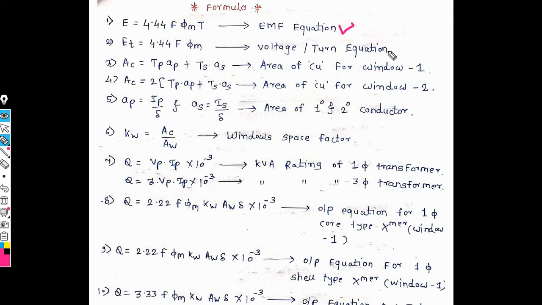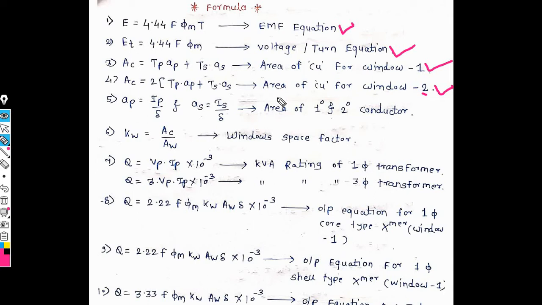Also, the voltage per turn equation, that is Et is equal to 4.44 f Φm. Then also the area of copper for window 1 and area of copper for window 2 is very important. That is Ac is equal to Tp Ap plus Ts As. Then Ac is equal to 2 for window 2, Tp into Ap plus Ts into As.